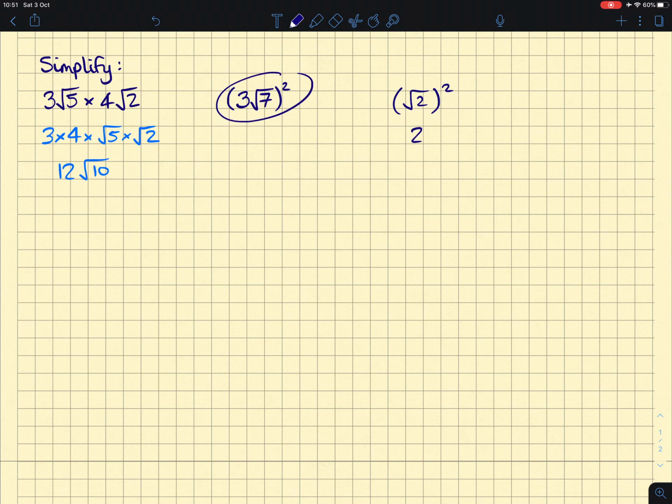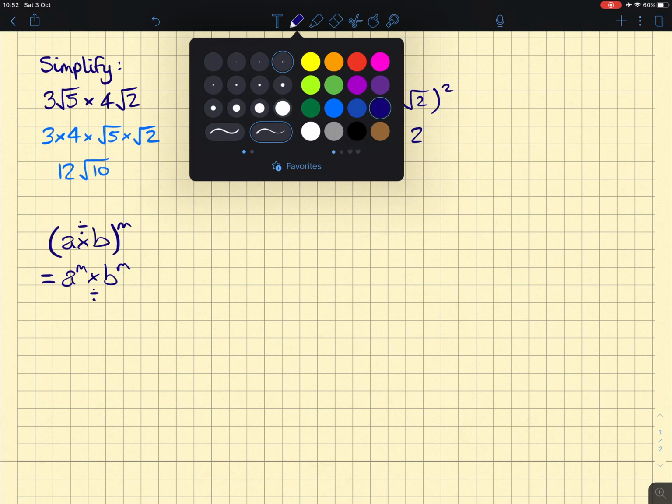Of course, with this one here, the squared is going to apply to both the 3 and the 7. When you have two terms multiplied together, a times b to a power, you can share that power separately. Take the powers first before you do the multiplication. It also works if you have a division in here as well, but that's for another video.